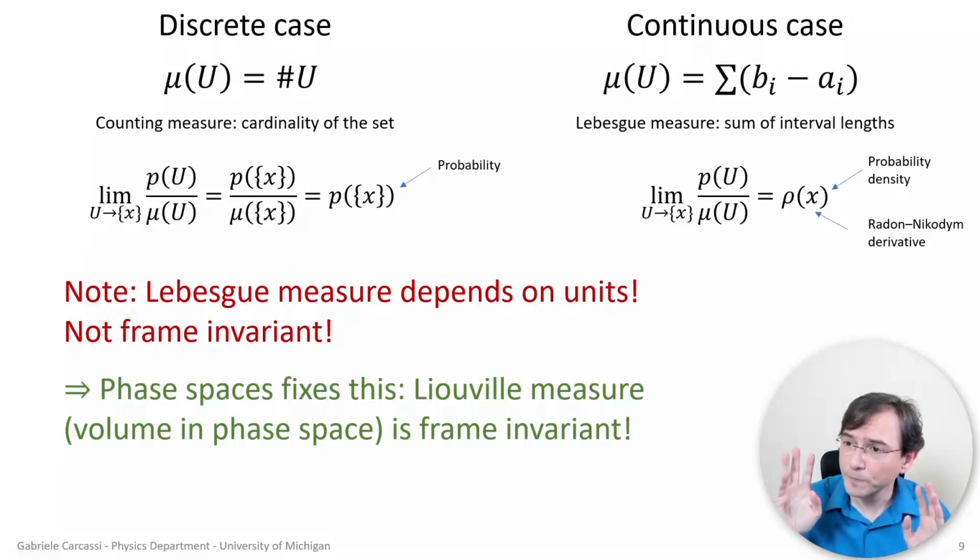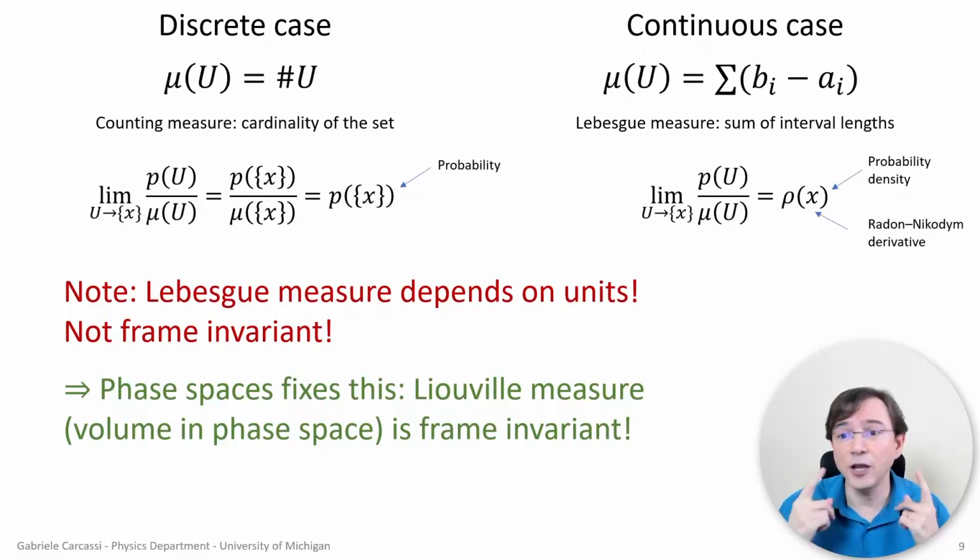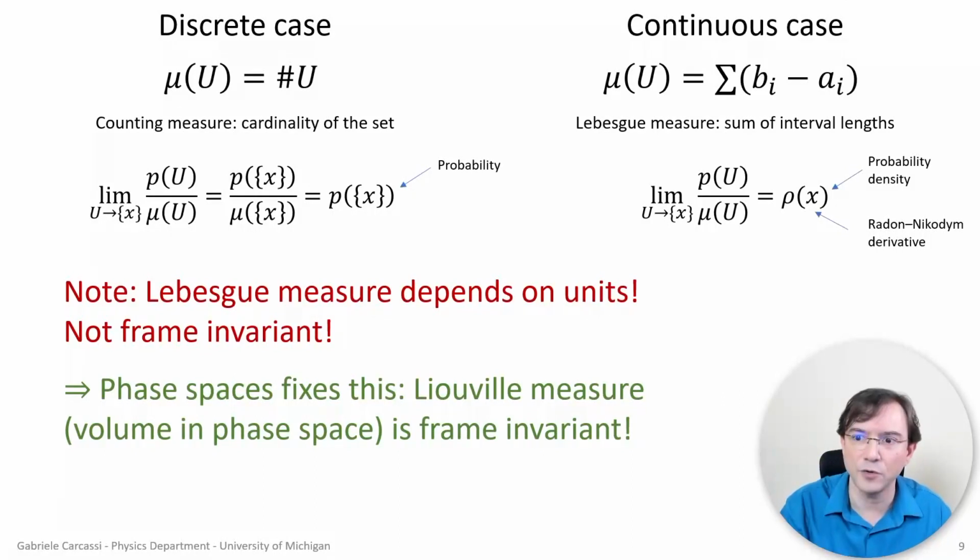Okay, so this is how it works. Again, note though that there is an issue, which is that the Lebesgue measure depends on the unit. As I was saying before, this measure can be meters, time, Kelvin, whatever. Any continuous quantities will have a unit. And so in principle, these measures are not frame invariant.